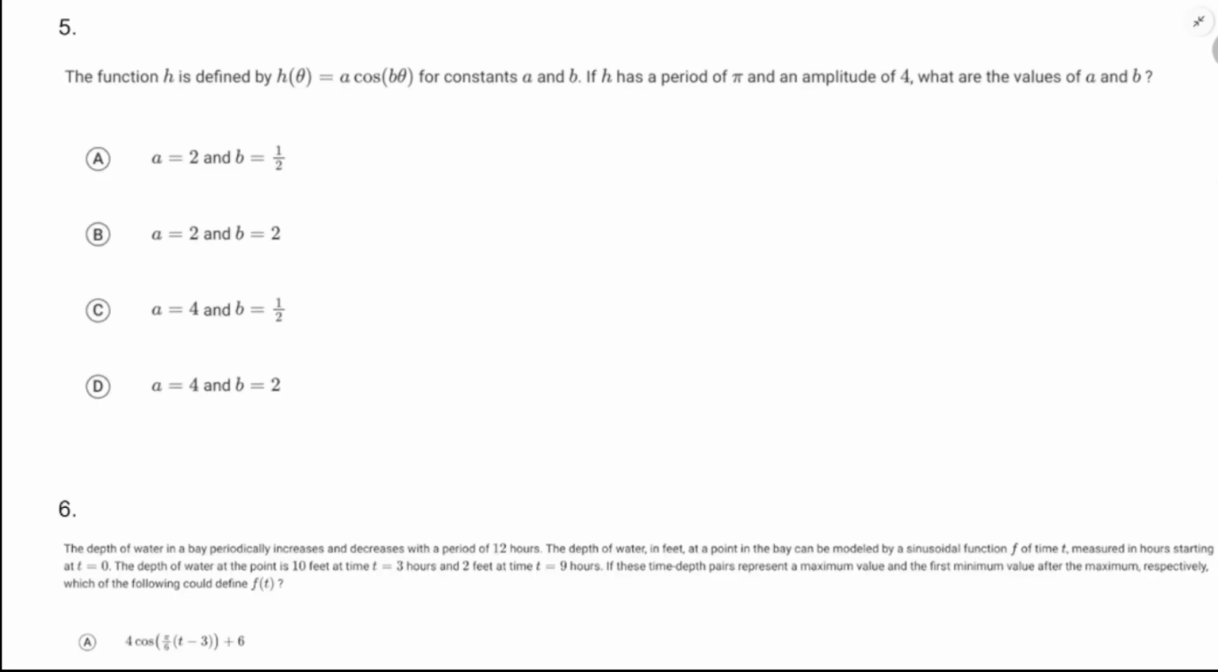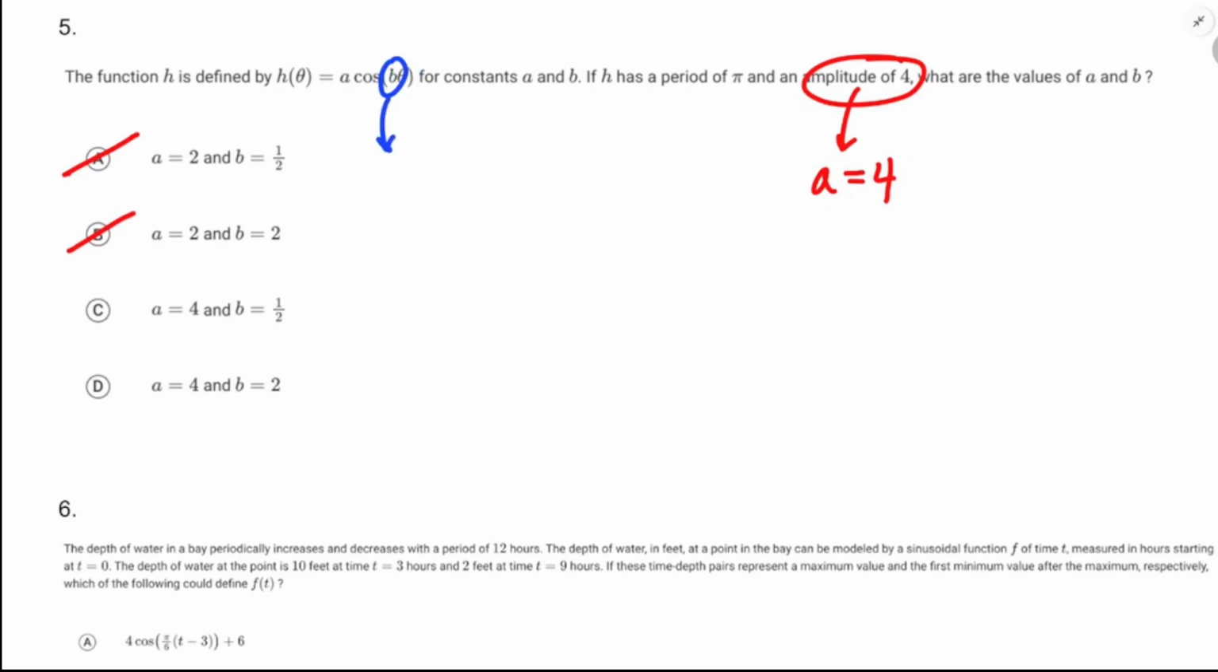All right, now we've got h of theta equaling a cosine of b theta, where a and b are constants. The period of h is pi and an amplitude of 4. What are the values of a and b? Well, amplitude is 4 means a equals 4. And so I'm going to just get rid of these two answer choices, right?